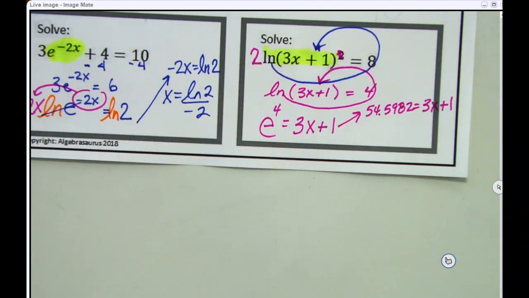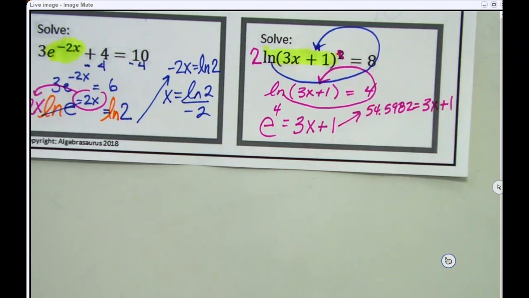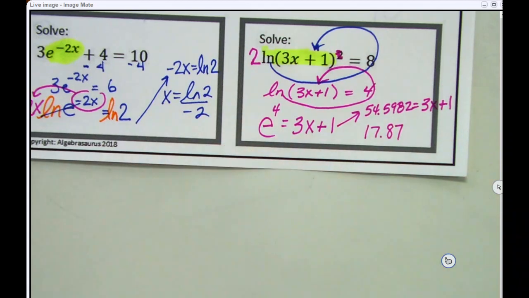It's ugly, but how are you going to solve for x? What are we going to do? Minus 1 divided by 3. All right, I'm just going to do it. Minus 1 divided by 3, and I get 17.87.